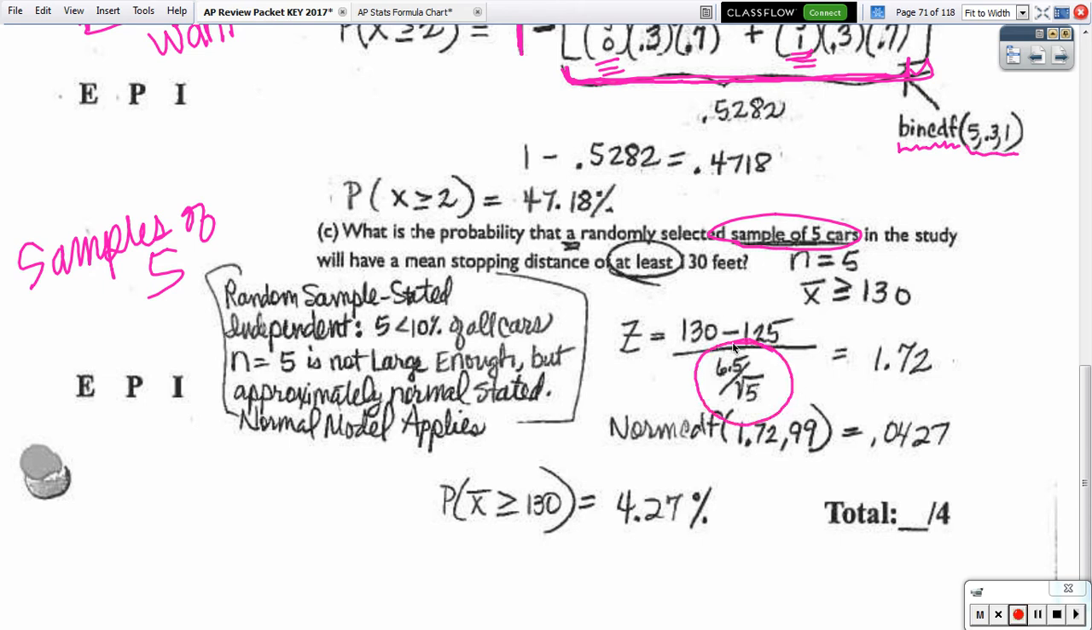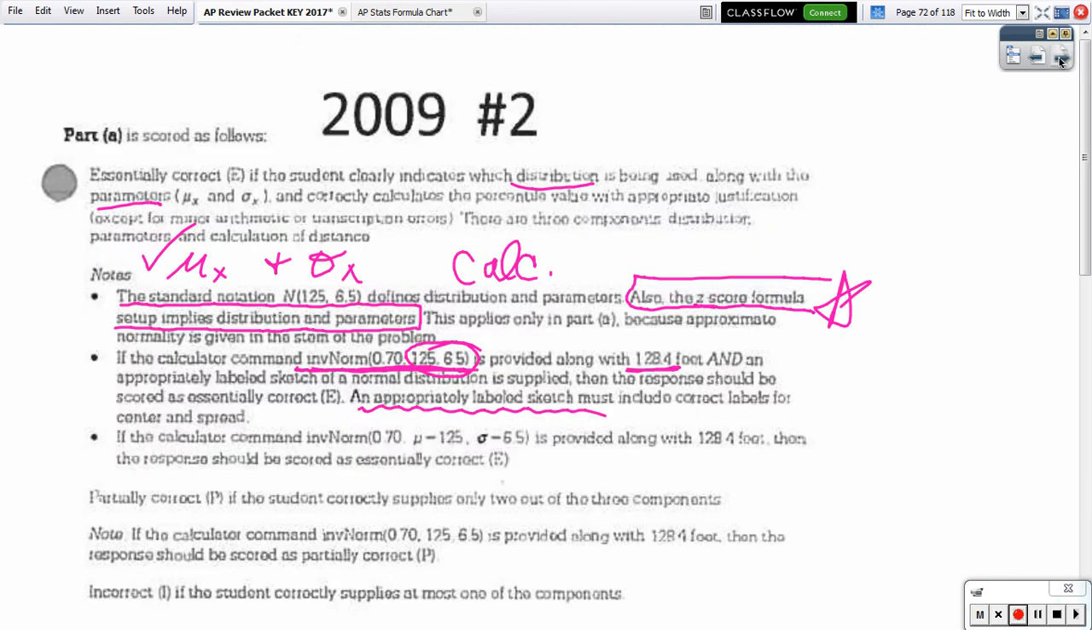of 5. Okay? They also required that you notated that it was normal model, and I bet having this right here would indicate that normal. We'll check. We'll look at the grading guidelines again. And then you norm CDF'd that so that your probability was 0.0427 or 4.27%. Let's check what you had to have to get that one full credit.